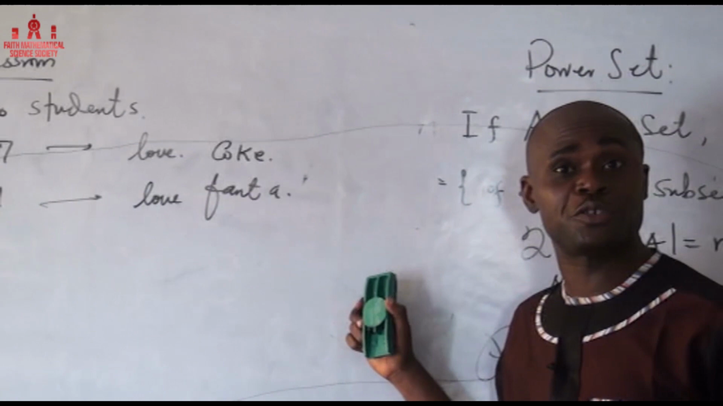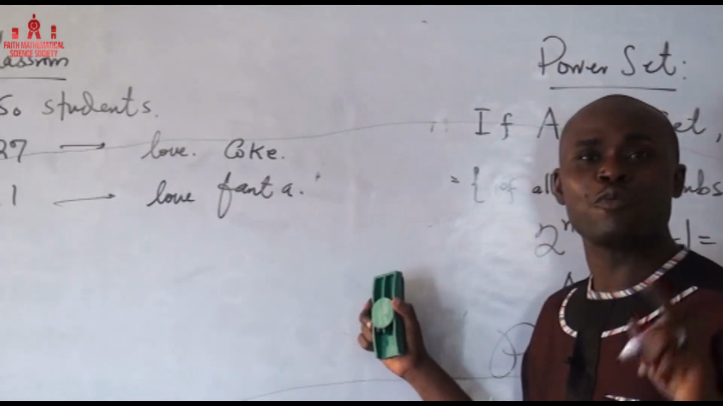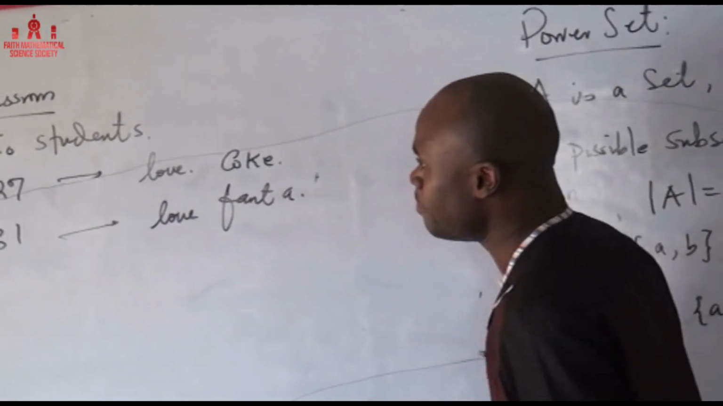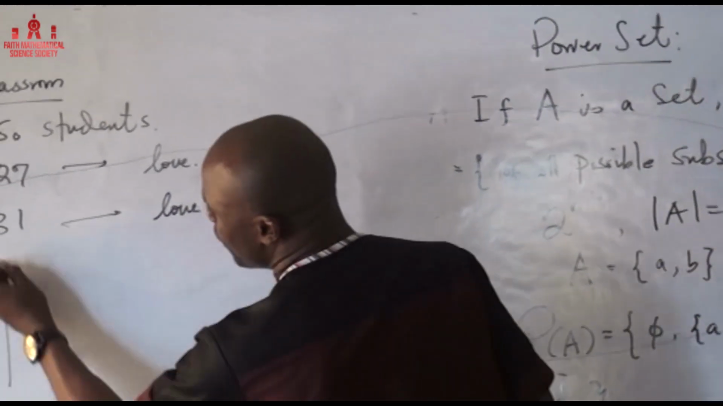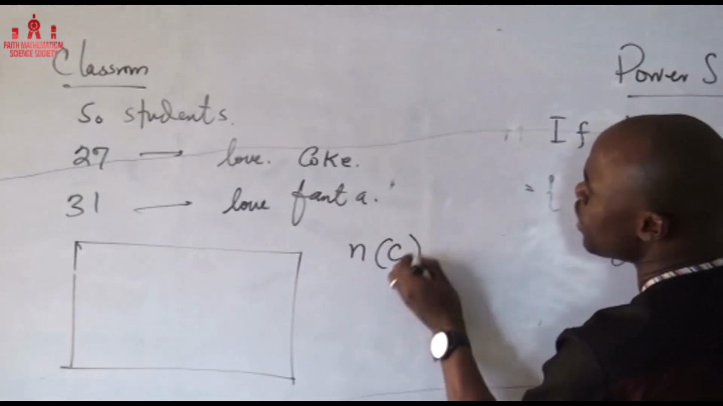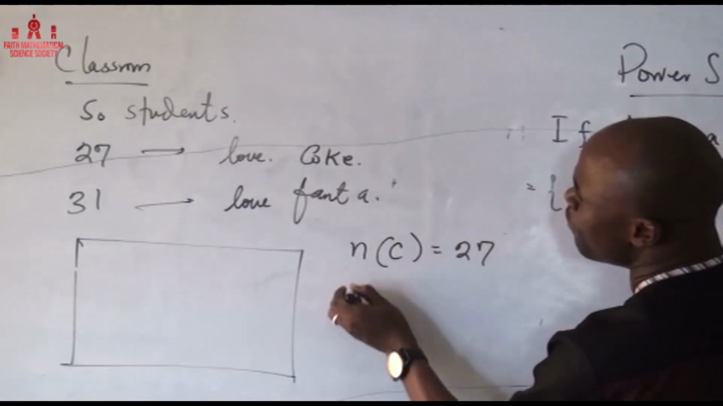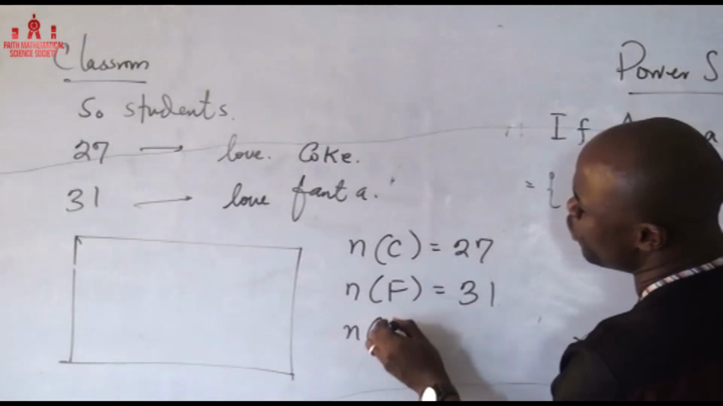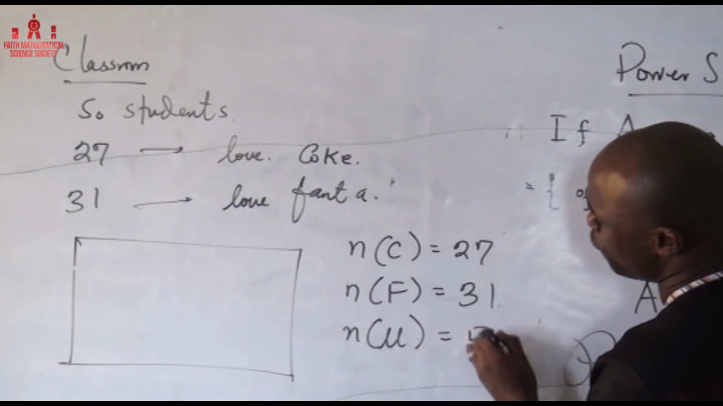Yes, this is an application of set theory. We can actually know by calculation without having to go to the class. Very interesting. Let's try to do that very fast. In mathematics, we say the number of students who love Coke is equal to 27. The number of students who love Fanta is equal to 31. And the number of elements in the universal set is equal to 50.